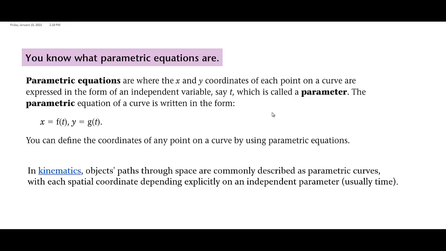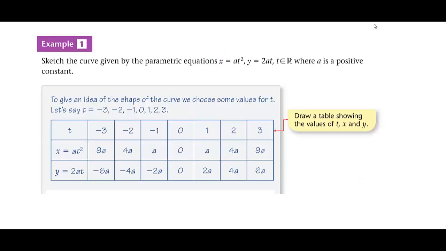Let's understand with an example. Here we have two parametric equations. The first is x is equal to at square and the second is y is equal to 2at. Here the coordinates x and y are written in terms of t, and a is a positive number.